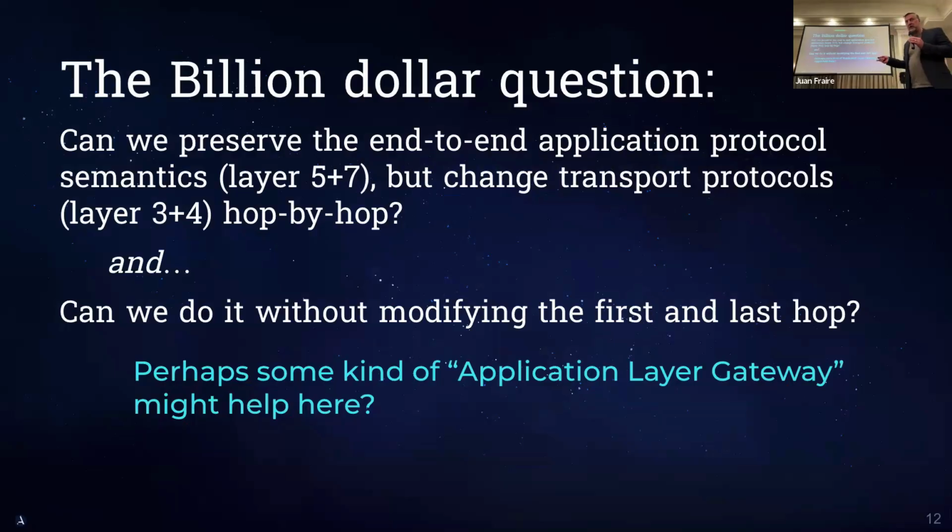And can we do it without modifying the first and last hop? That's quite a key point, because if we can avoid modifying the hop from the source to wherever, and the hop from the second-to-last to the end, then those can be the existing internet service applications that we know and love: web, email, and so on. So a lot of people, and this is not a unique idea from me, this is a summary of a lot of the conversations happening at the moment, suggest perhaps some kind of application layer gateway might help.